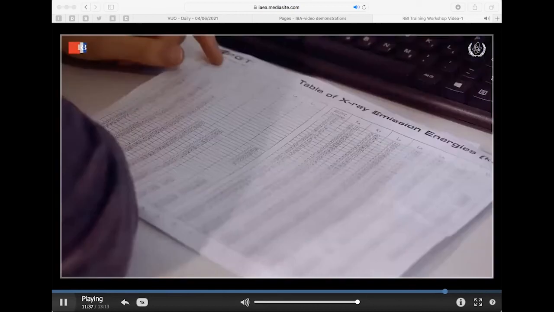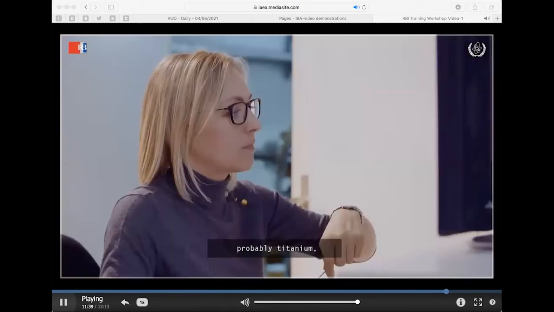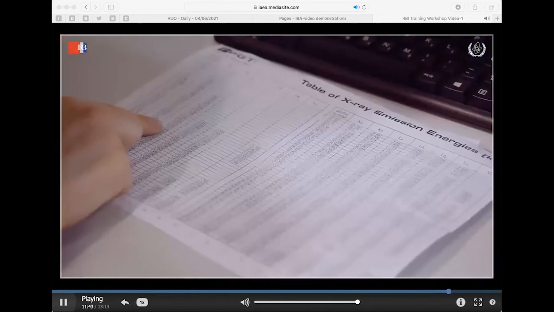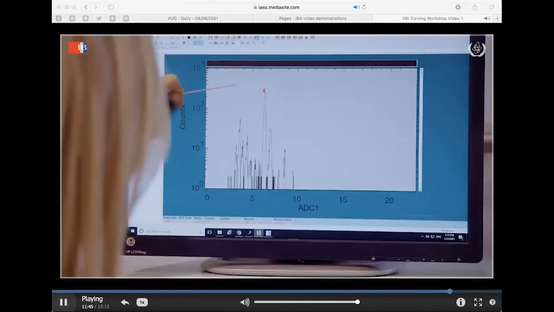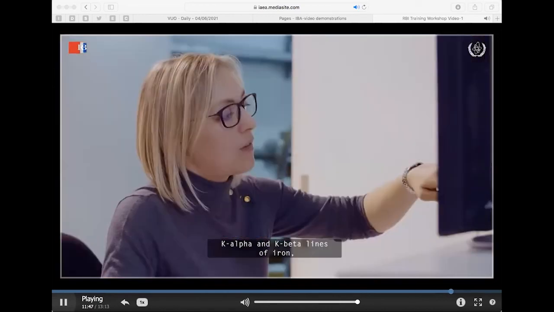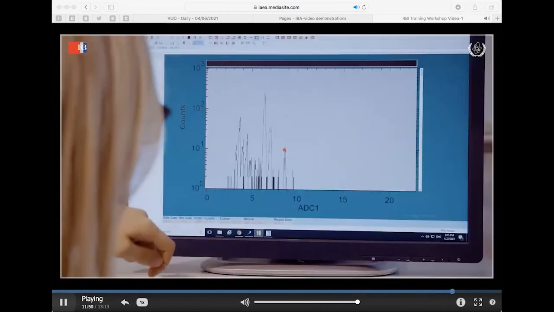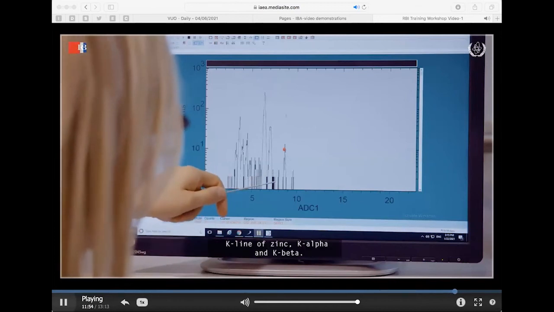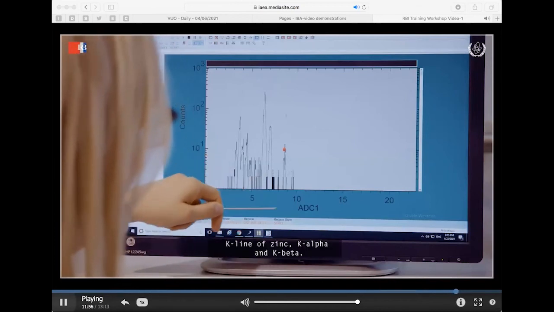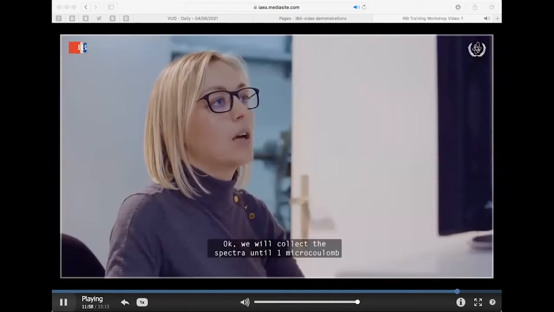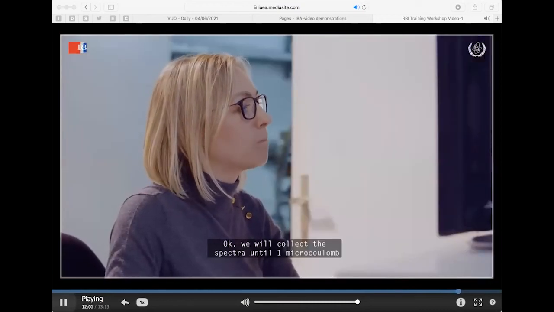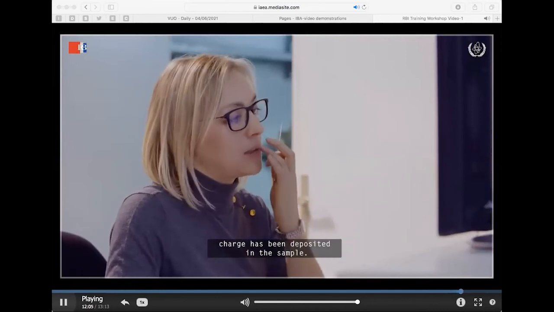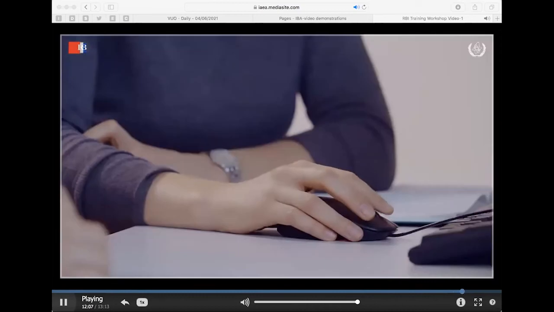Calcium line, probably titanium. Yes. And K alpha, K beta line of iron. Zinc, K line of zinc, K alpha, K beta. Okay, and now we'll let the spectra collect until 1 microcoulomb of charge has been deposited in the sample.